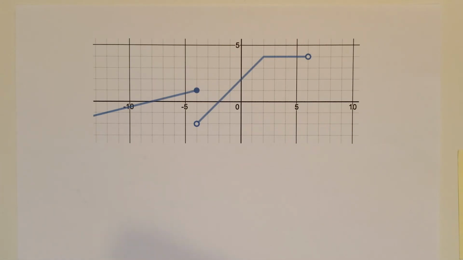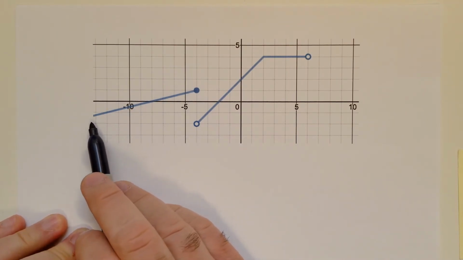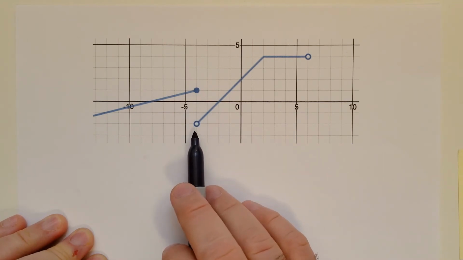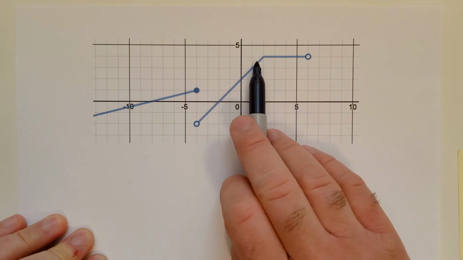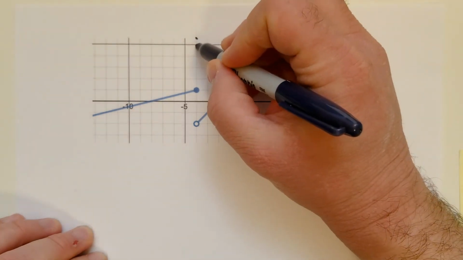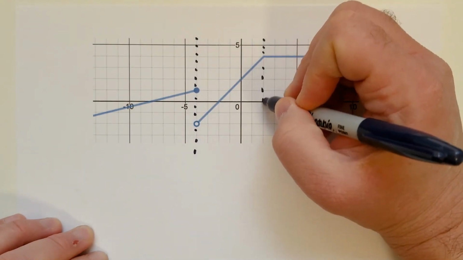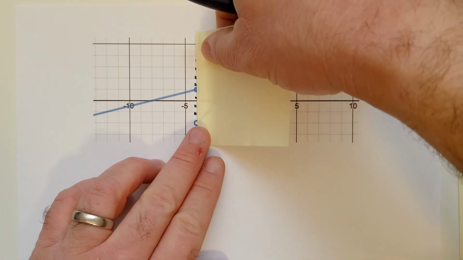Lastly, let's look at this graph and see if we can write a piecewise function for this. Now, it looks to me like this has 3 different parts. There's the part that ends at -4, there's another part that picks up at -4 and goes to 2, and another part that continues from 2 until 6. So I'm going to pretend that these are different functions and break them up, treating each part separately. So we're just going to look at this part.